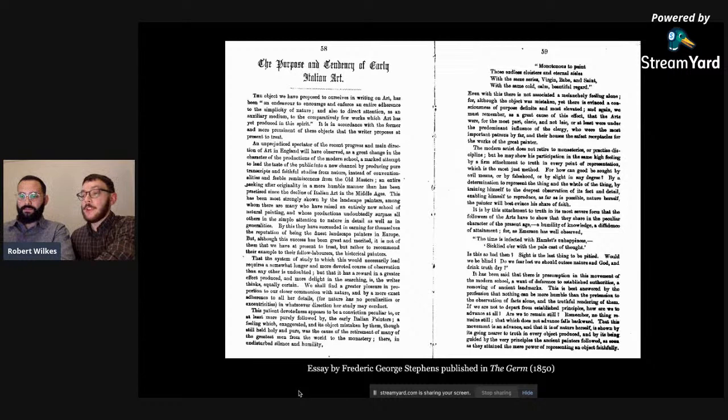And he wrote, "An unprejudiced spectator of the recent progress and main direction of art in England will have observed as a great change in the character of the productions of the modern school, a marked attempt to lead the taste of the public into a new channel by producing pure transcripts and faithful studies from nature instead of conventionalities and feeble reminiscences from the old masters."